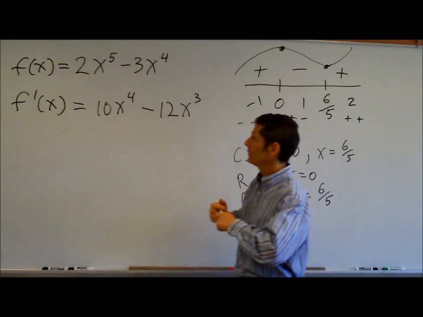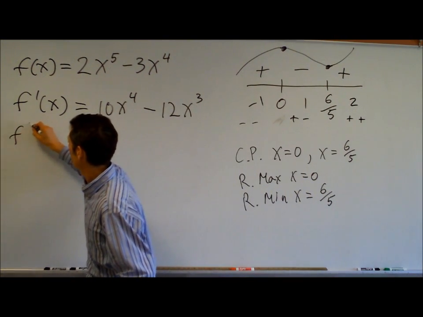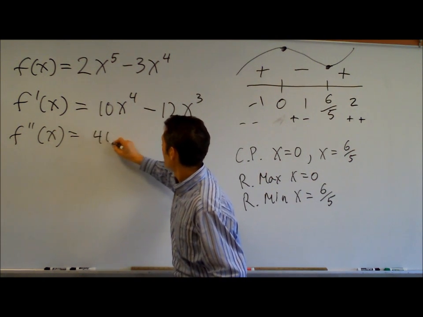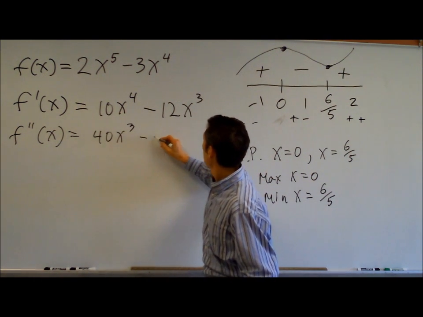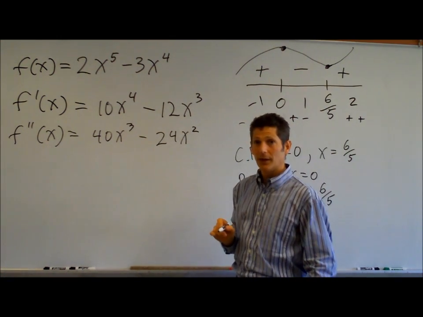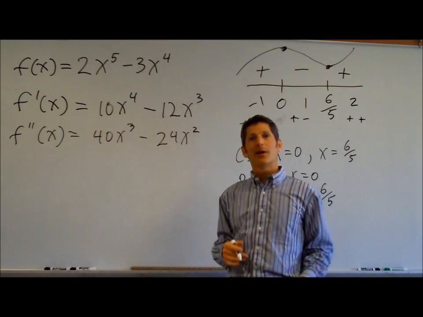But of course, to actually find the inflection point, I need the second derivative. So that gives me 40x cubed minus 24x squared, 36x squared.